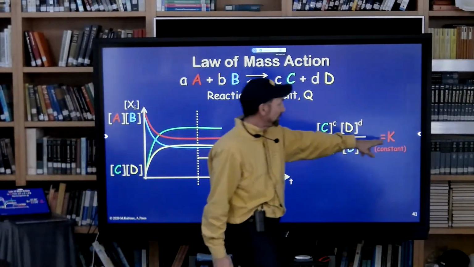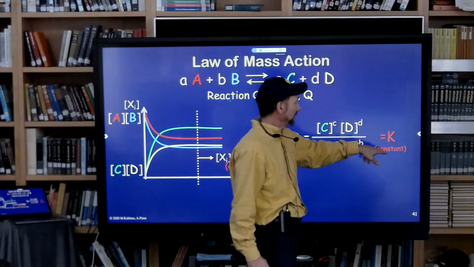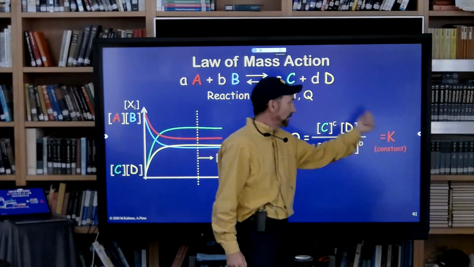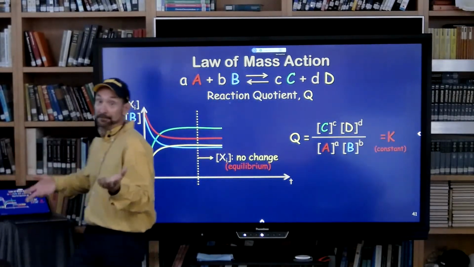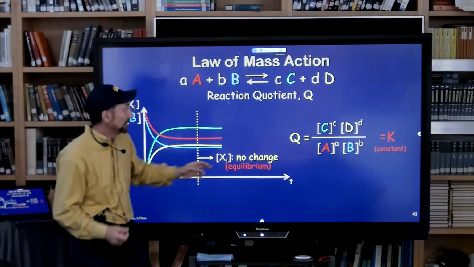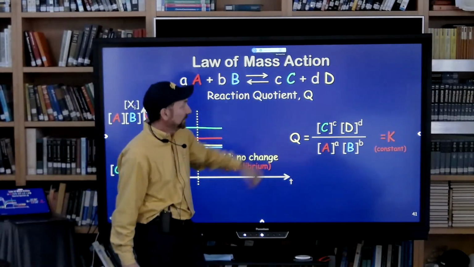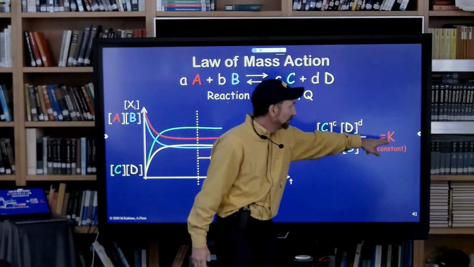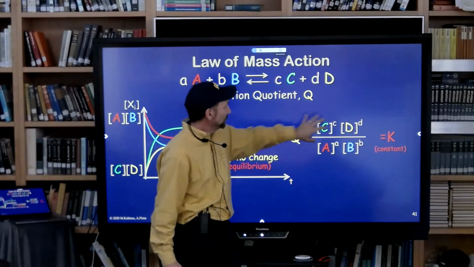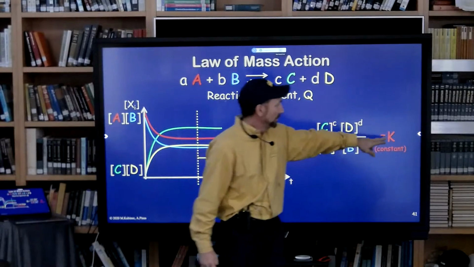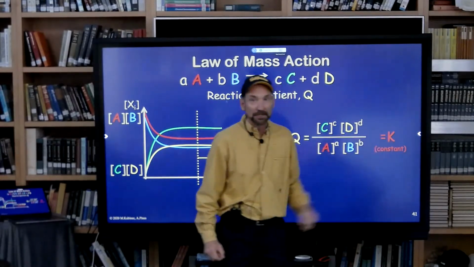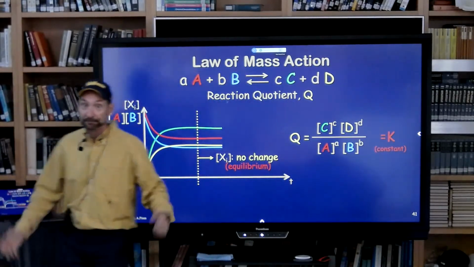So when that thing Q stops changing, it has a constant value. We call it K now. So we differentiate between reaction going and reaction at equilibrium. The going value of the quotient is Q. The equilibrium value of the quotient, we give the symbol K.